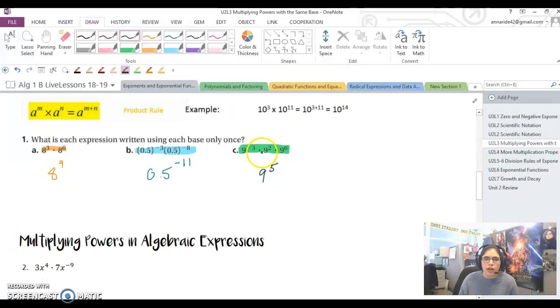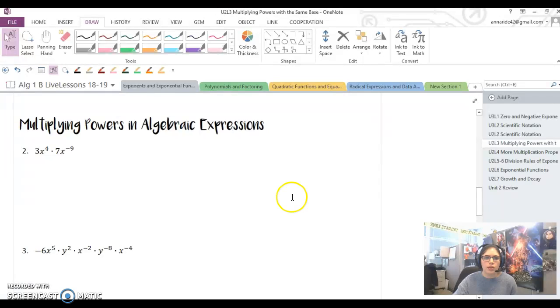And if I want to double check that, I can combine these last two first. So 9 to the second times 9 to the sixth would give me 9 to the eighth, and then add negative 3 to that, and then that would give me 9 to the fifth once again. So all of these do not need to be simplified any further because all you're trying to do is write it using each base only once. So you've got one base and one exponent to simplify.